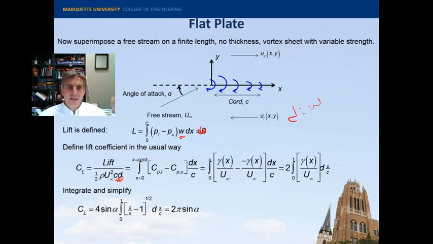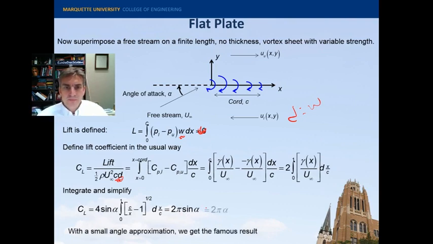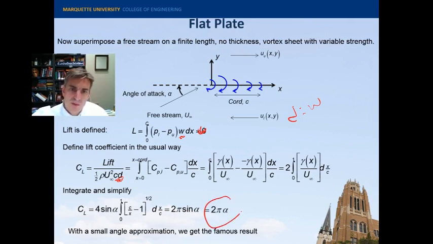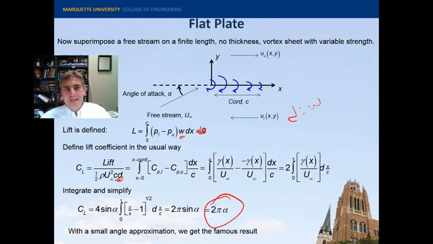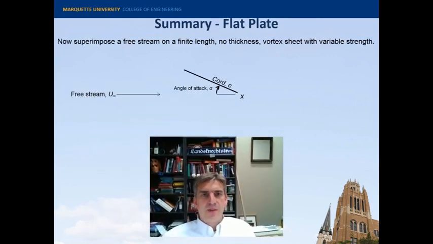So if I integrate this, then I get this expression that the coefficient of lift is 2 pi sine alpha. And if I make a small angle approximation that sine alpha is equal to alpha, then I get this famous expression, that the coefficient of lift is 2 pi alpha. All right, what a triumph.